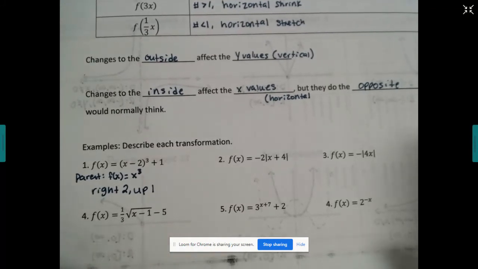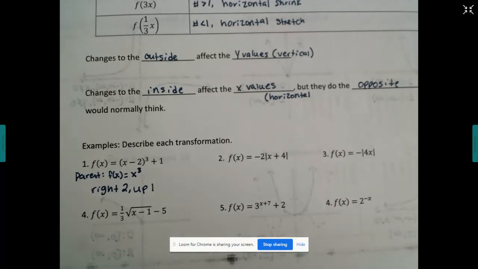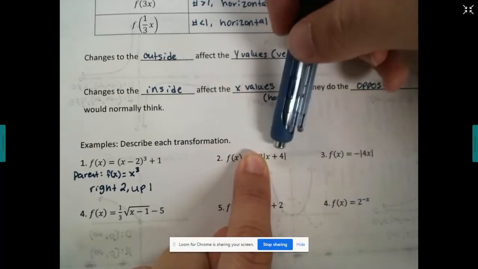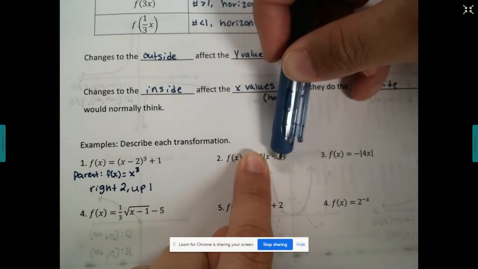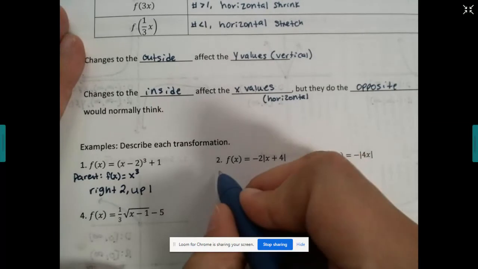Let's look at 2. So if we look at number 2, if I take away all of my little adding and multiplying and all that, I take away my -2, I took away my 4, what am I left with? An x, and what do those little bars mean?